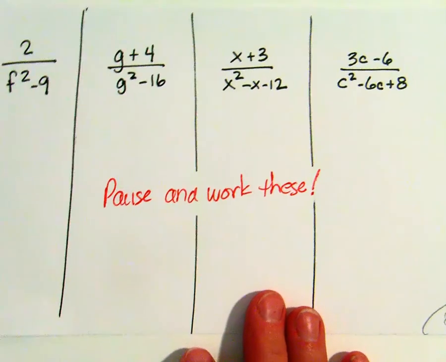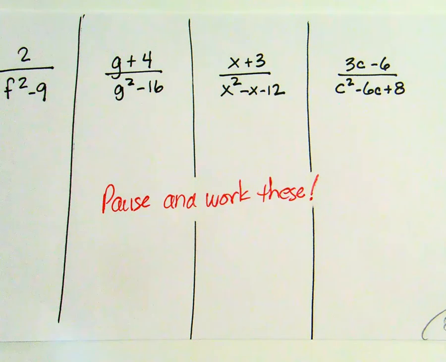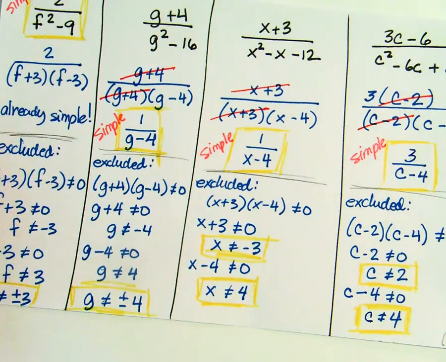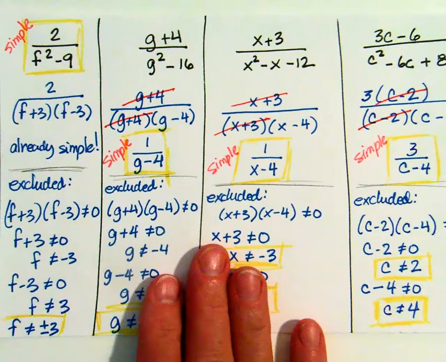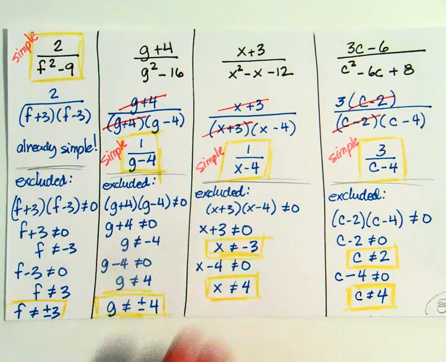All right, you need to try some. Pause it and attempt these. Don't just attempt them. Be successful. Vanquish them. Okay? Okay, and here are my solutions, the way I worked them. Check them over. Make sure you see what's going on and work through them until you get to the point that you're comfortable doing each one of them.